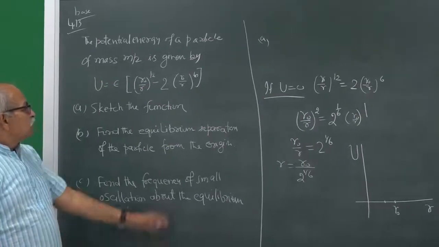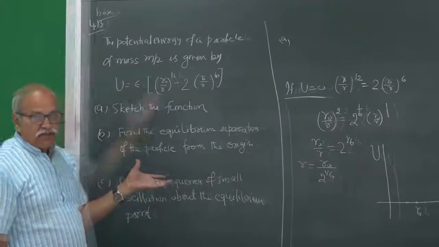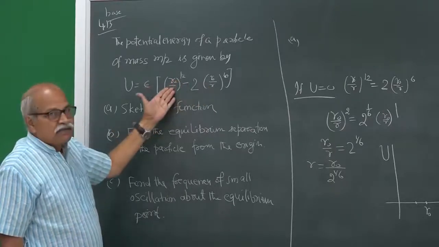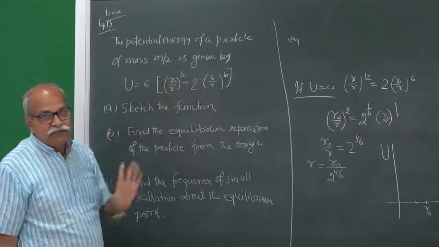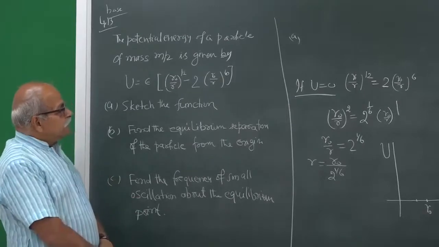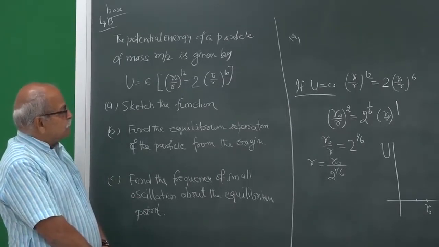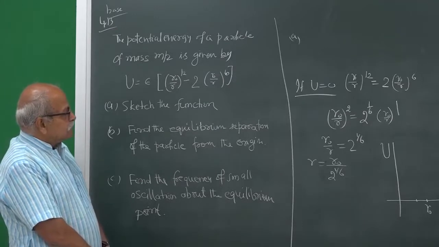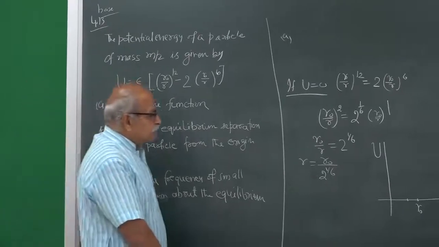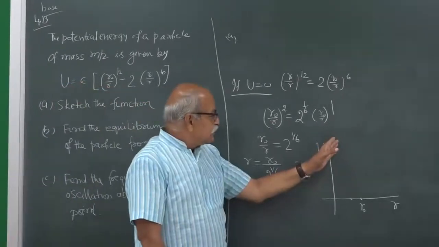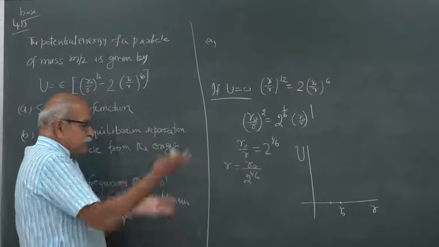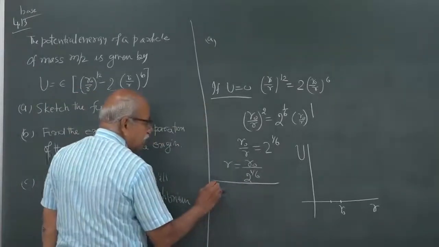Then what happens if r is very large? If r goes to very large values, this goes to 0, and this also goes to 0. So, ultimately it has to go to 0. That is another piece of information. Now, where are the maxima and minima? We know that for small r it is very large, for large r it is going to 0, and then in between what happens? For that, let us look for the maxima and minima.